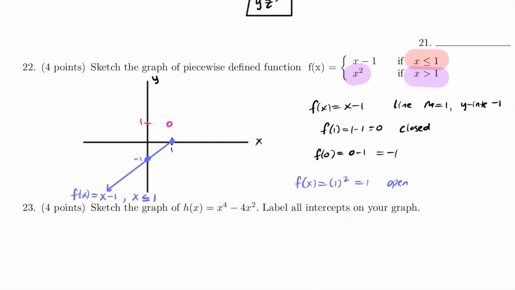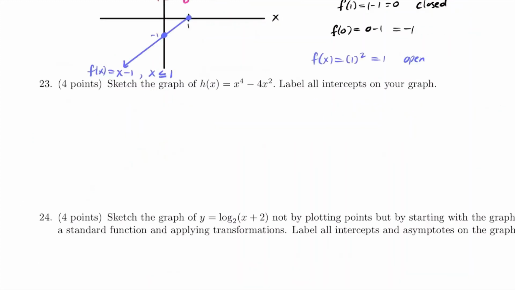If you're not sure, plug in another point greater than 1, and you'll see the graph. It'll be something like this. So this is your function, f of x equals x squared, only when x is greater than 1. So together, we create this piecewise function.